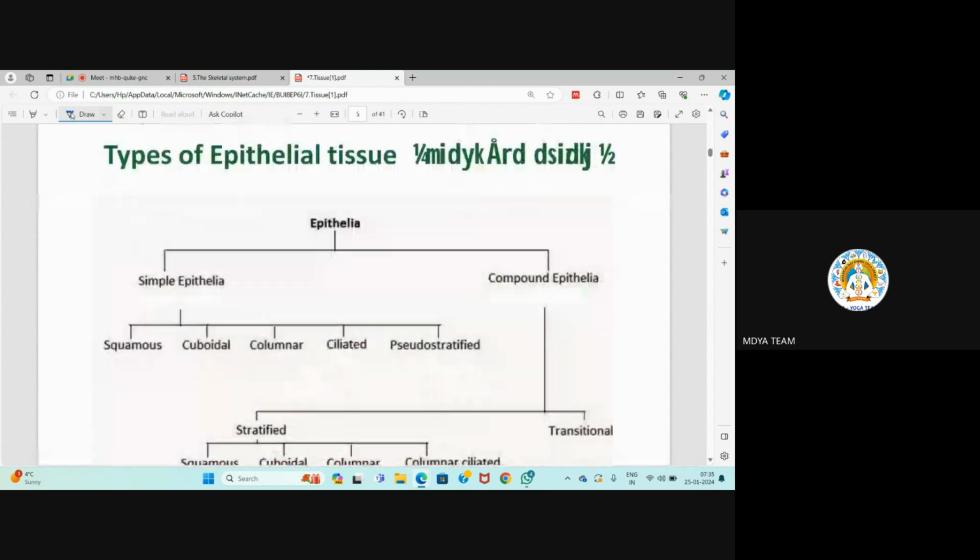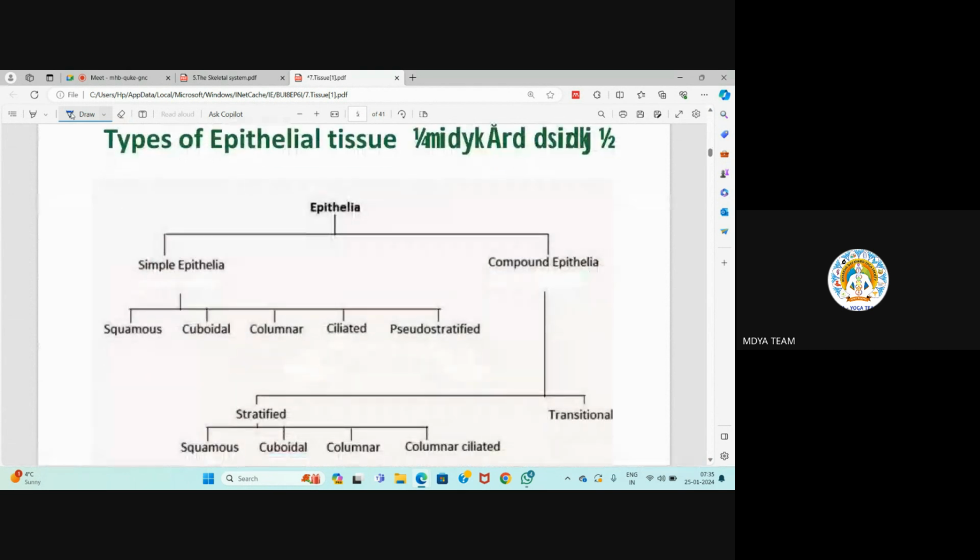Next, types of epithelial tissue. The types of epithelial tissue are simple epithelia and compound epithelia. These are the two main types of epithelial tissue. Simple epithelia is further divided into squamous epithelium, cuboidal epithelium, columnar epithelium, ciliated epithelium, and pseudostratified. These are the divisions of simple epithelial tissue.